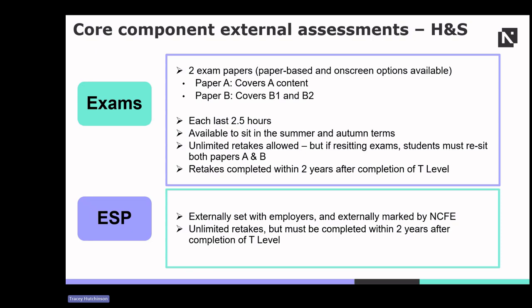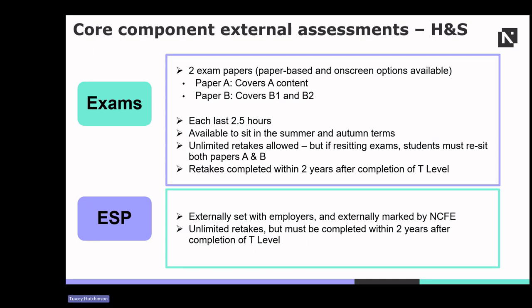So here on the screen we have the three health and science core component external assessments overviews. I will highlight in a few seconds where the differences are for education in early years and for the digital qual. So for the health and science qual, as for all quals, there are two exam papers. Paper A for health and science covers all of A content. Paper B covers all of B1 and B2. Each of the health and science TQs papers last for 2.5 hours.